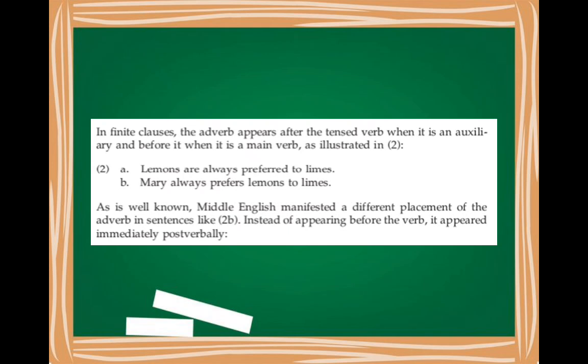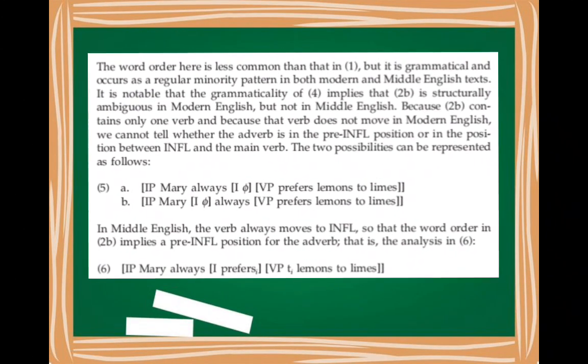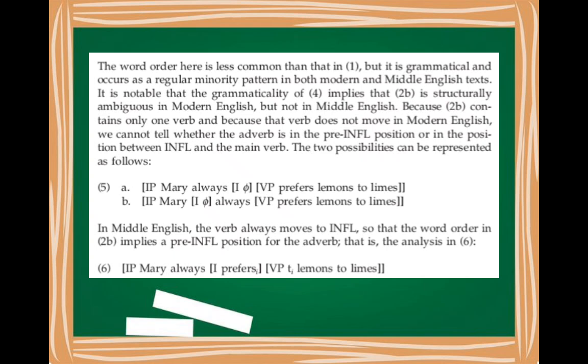As is well known, Middle English manifested a different placement of the adverb in sentences like number 3. Instead of appearing before the verb, it appeared immediately post-verbally. The word order here is less common than that in number 1, but is grammatical and occurs as a regular minority pattern in both modern and Middle English texts.